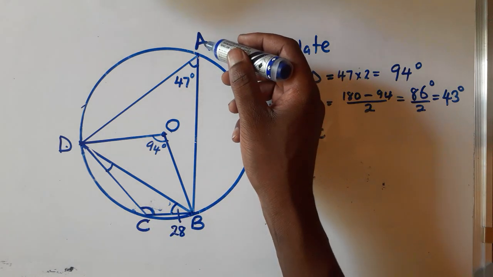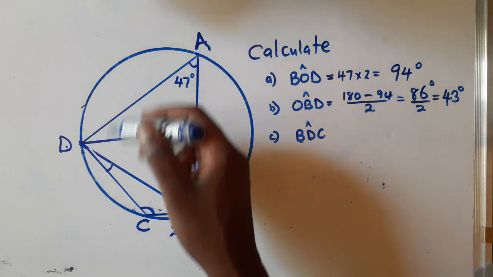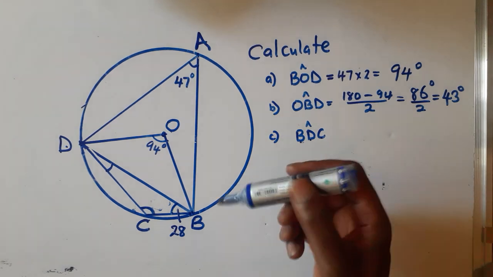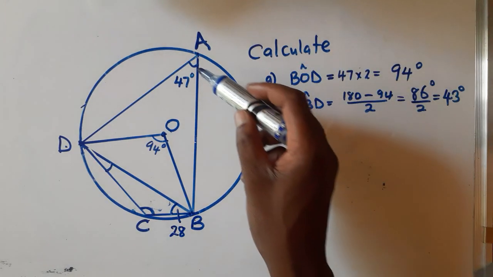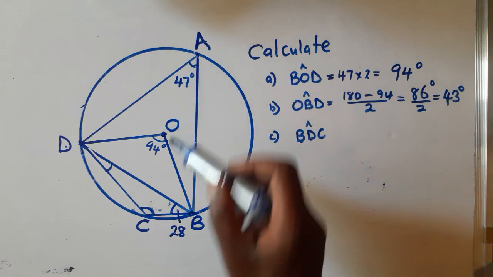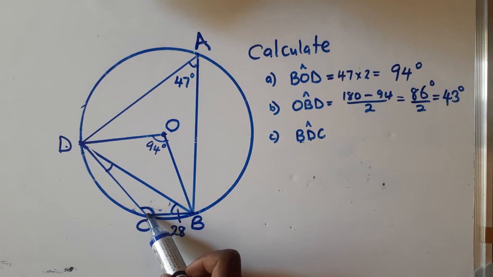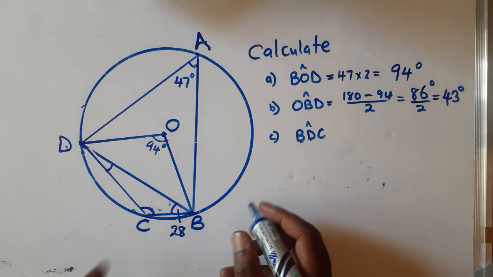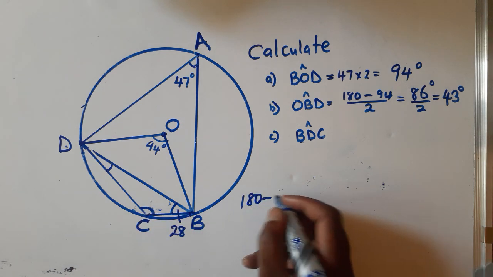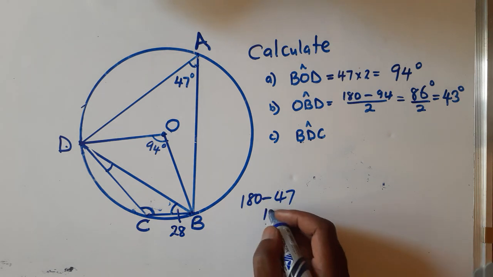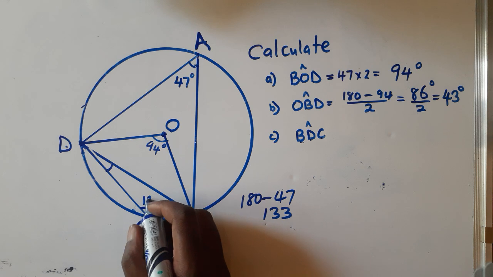We look at ABCD as a cyclic quadrilateral. If you remember one of the theorems, it states that the opposite angles in a cyclic quadrilateral add up to 180. To find this angle here, we are going to subtract this angle. So we say 180 minus 47, which gives us 133. So this angle here is 133.